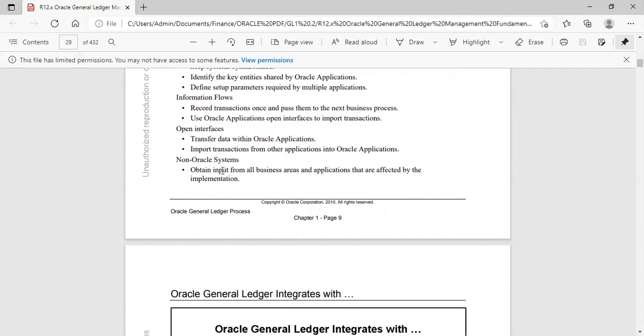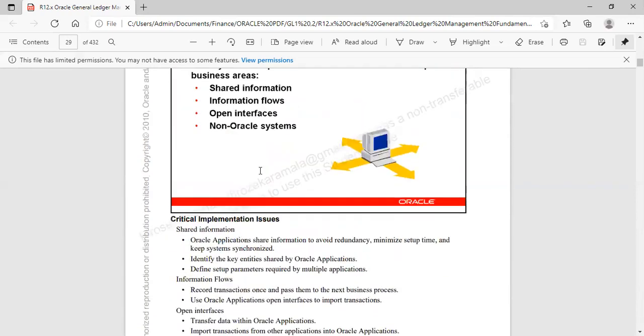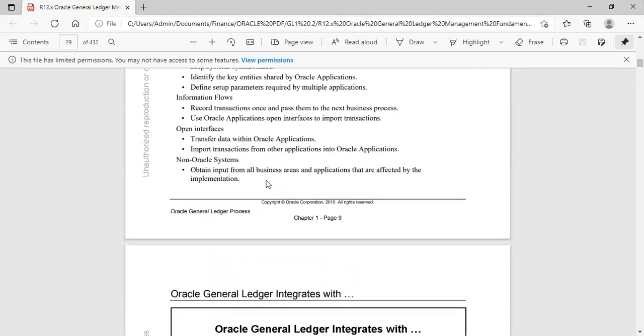So these are all things you check in the implementation: all business areas and applications affected. When we implement this, what are the other systems? Maybe they are using Tally. You have to see when the license expires. Maybe they will also run in parallel. People in higher positions will say, I will only believe my system, and they will want a parallel run. That is a problem for us, because the same person will be working in Oracle and Tally, which reduces our time.